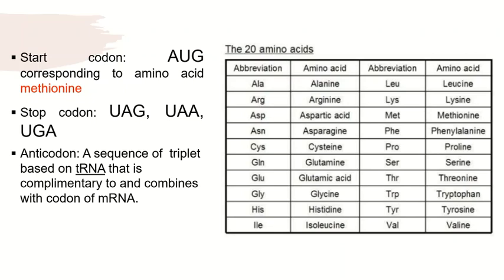What is an anticodon? An anticodon is a sequence of triplet bases on tRNA that is complementary to and combines with a codon of mRNA. So these are all the codons on the mRNA, but the anticodon is also a sequence of triplet bases, situated at the tRNA. Later, I will explain this to you.